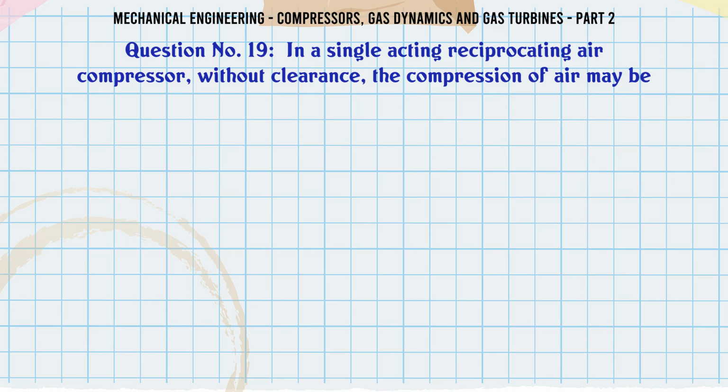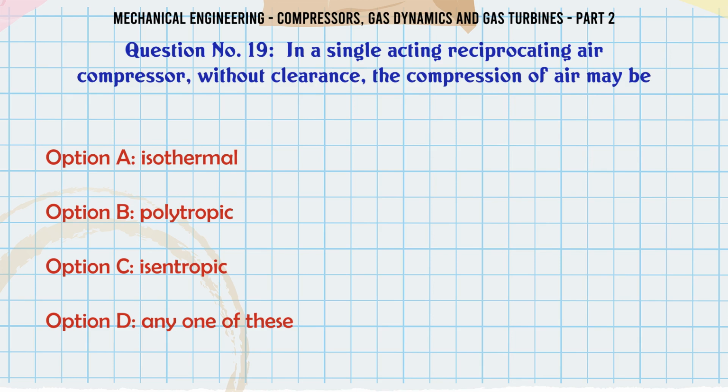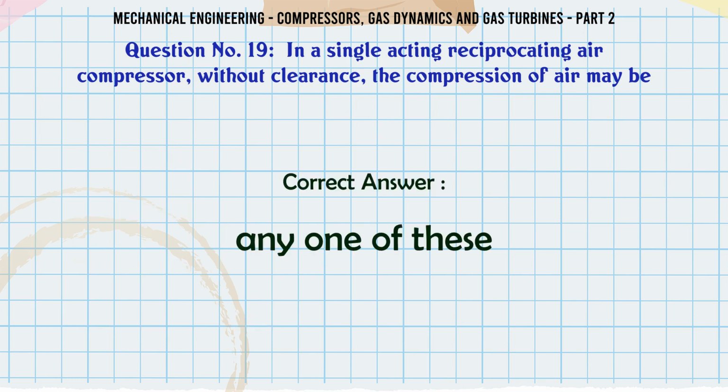In a single acting reciprocating air compressor without clearance, the compression of air may be: A, isothermal. B, polytropic. C, isentropic. D, any one of these. The correct answer is any one of these.